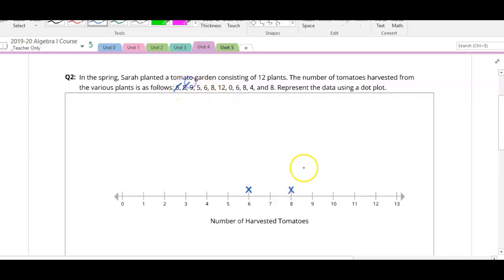8, 9, 5, 6 again, so I go above it. Then I have a number 8 again, 12, 0, 6 again, 8 again, 4, and another 8. So we have represented this data using a dot plot.